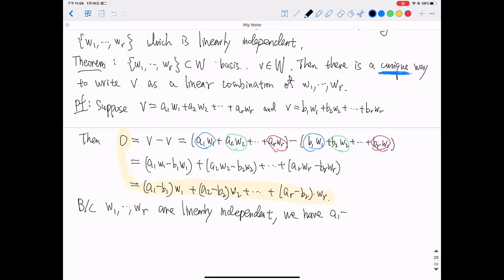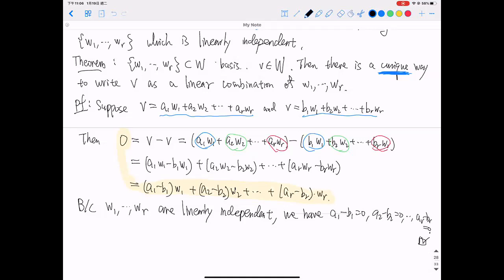We have A1 minus B1 equal to zero, A2 minus B2 equal to zero, and so on, AR minus BR equal to zero. Okay, so what does this mean? This means that the A's are equal to the B's. So in fact, these two linear combinations are identical linear combinations. Hence, you only have exactly one way of writing V as a linear combination.